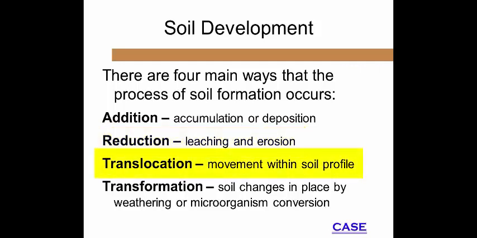Translocation happens within a soil profile. Leaching is also a form of translocation. Transformation is when soil changes in its place. If no forces move parent material from one place to another, eventually the parent material will break down into smaller particles and become more soil-like.